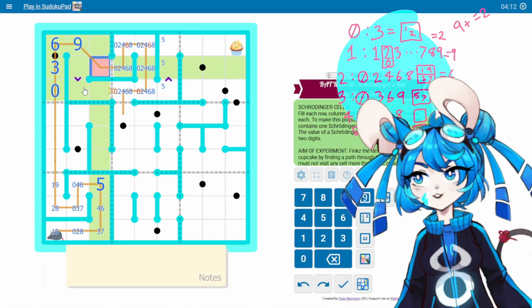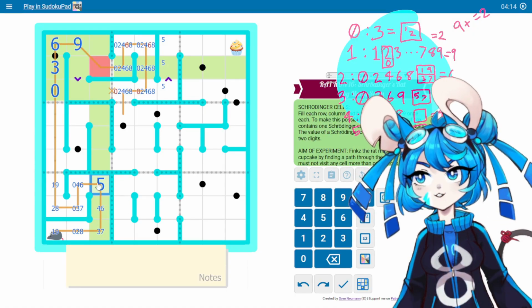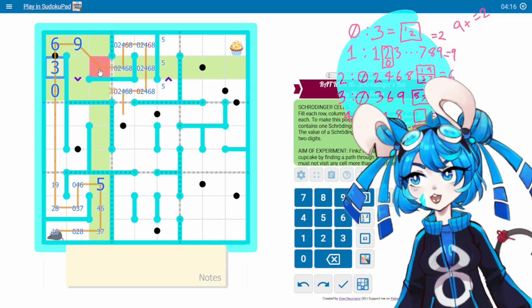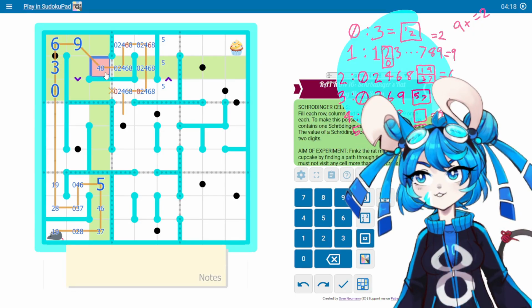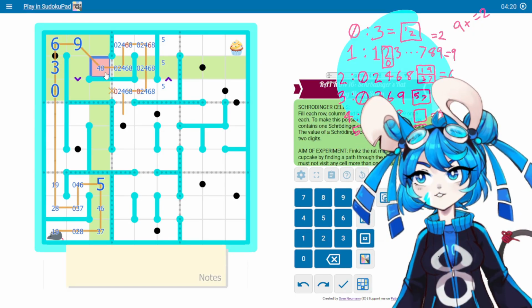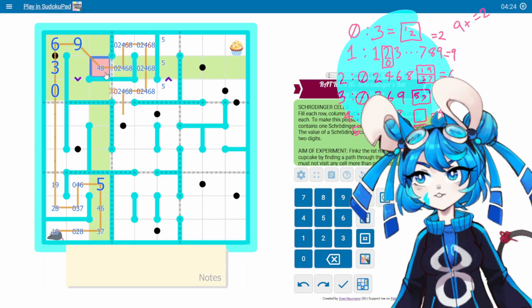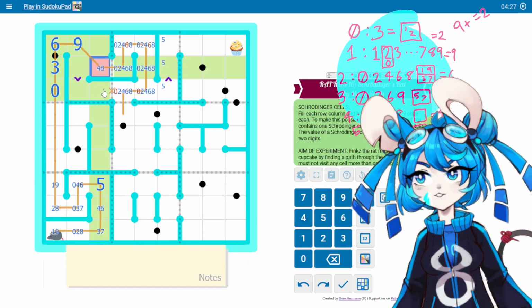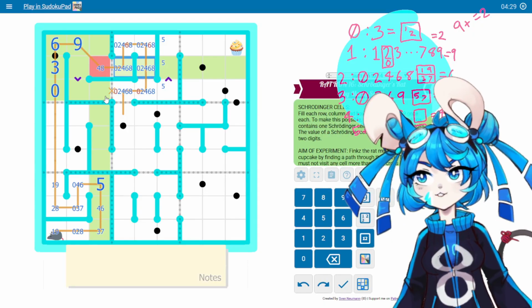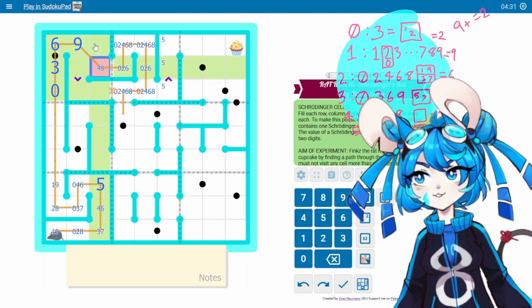This Schrodinger cell has to add up to 12. It cannot contain a 5 or a 9. It can be 8, 4. It can't be 6, 6. It can't be 5, 7. I think it has to be 8, 4. Huh. So that pulls a 4 and an 8 out of these two cells.